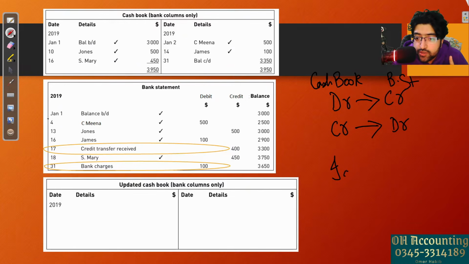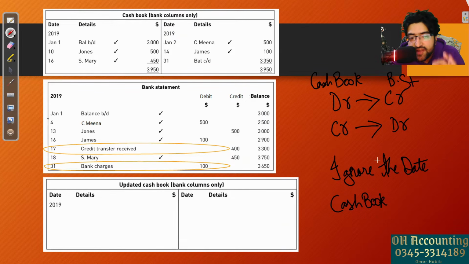Secondly, you ignore the dates. Just look at the details and the amounts. Ignore the dates, because dates can be different on cash book and bank statement depending on when the transaction was recorded on the bank account. They are not the same on cash book and bank statement. They can vary. So you don't have to worry about comparing the dates. Only compare the amounts and details.